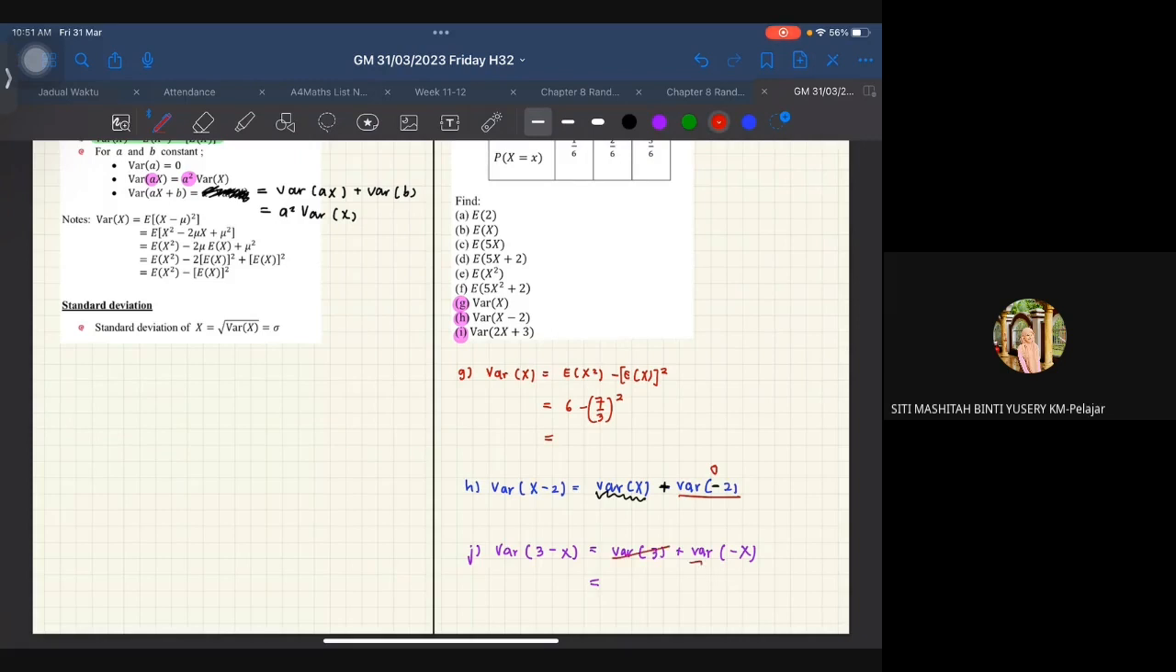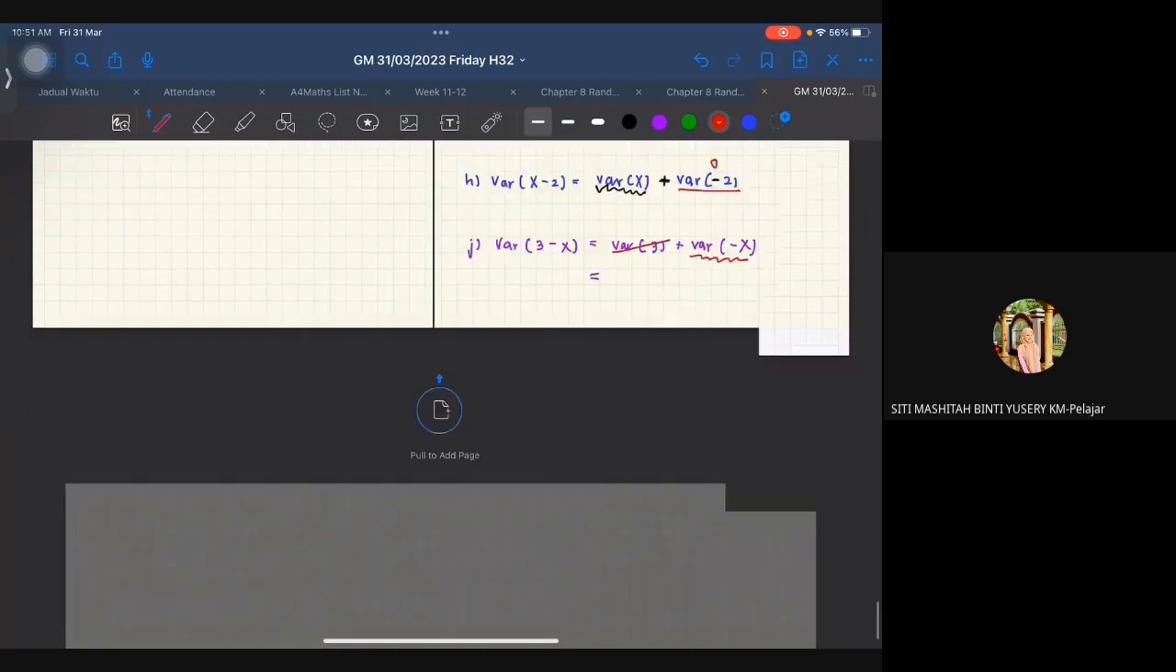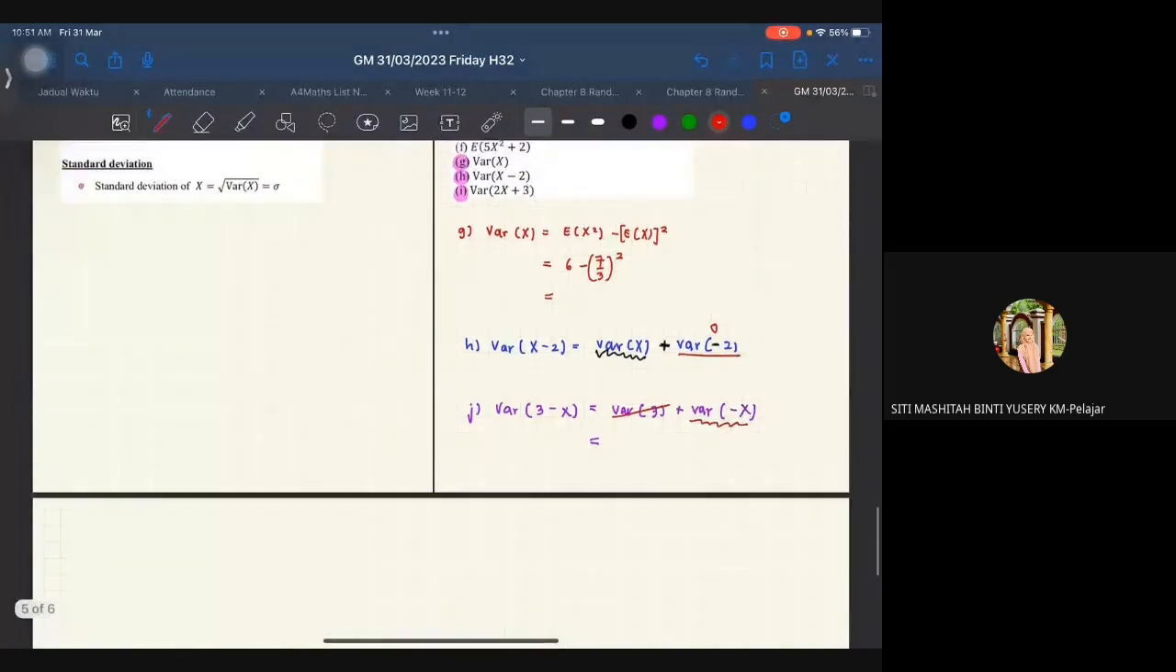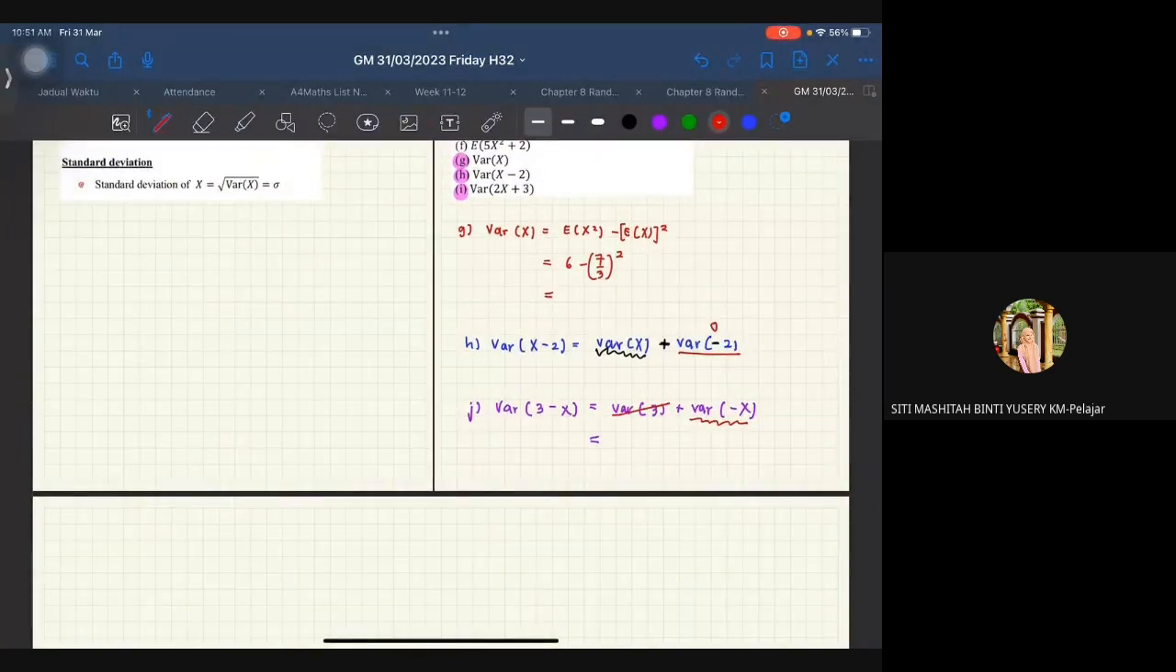Okay, so untuk yang belakang ni, apa yang awak nak buat dekat dia? What are you going to do? Kasi keluar negatif. Kasih keluar negatif, so nanti negatif tu kita akan squarekan dia. Betul? Okay, so negative 1 square and then varkan X. Okay, so your answer is just var X sahaja. Okay, so masukkanlah nilai var X apa.